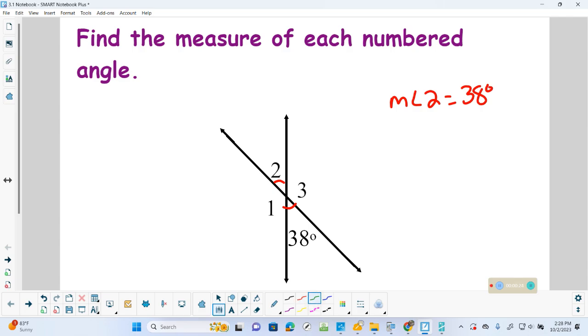What type of special angles are those? What's the name? When they have the same vertex and they make the X. Vertical angles, there we go.